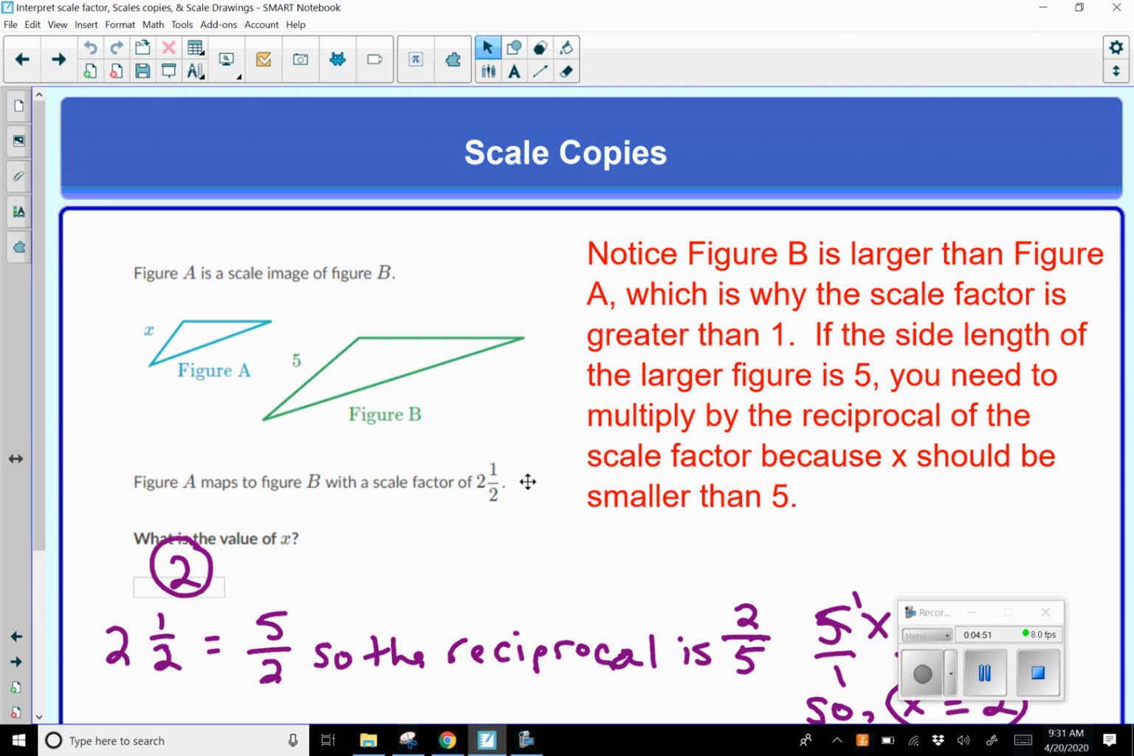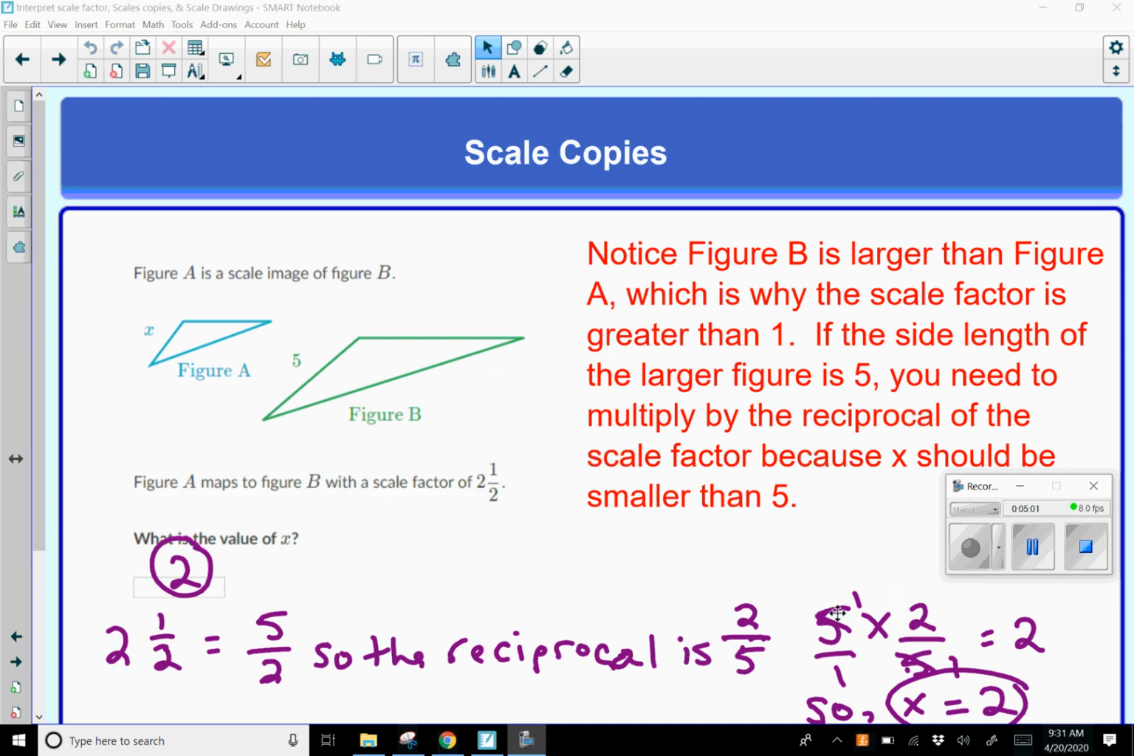If my figure is getting smaller, I'm simply just going to multiply by the reciprocal of that scale factor, which is 2/5. So you'll see, if I multiply 5, notice I put it over 1, 5 over 1 times 2/5, you can cross simplify your 5s. That's going to leave you with an answer of 2. So that means the length of x is 2.